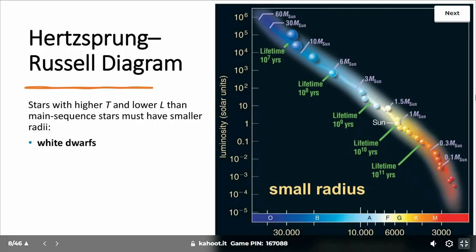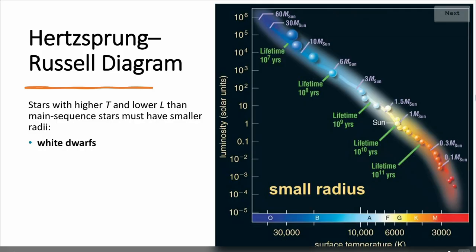And then there is a population of objects that are below and to the left of the main sequence, and those are white dwarfs. So they have very high temperatures but very low luminosities. And it turns out that they have very small radii. So those are white dwarfs, and again, those are going to be a consequence of the evolution of a star throughout its lifetime. And we'll come back to that also in a couple lectures.